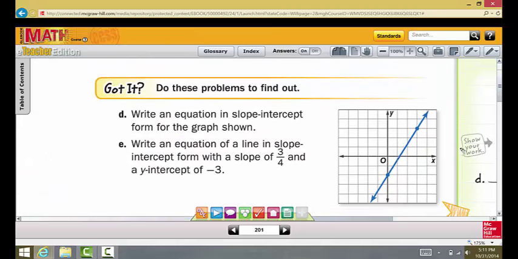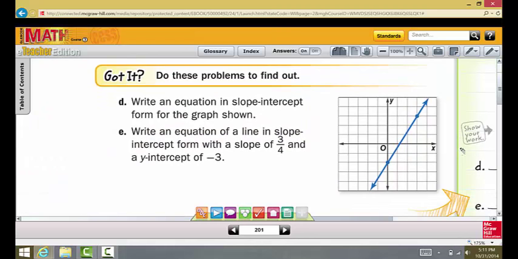Okay, our next problem is letter D, and they want us to write an equation in slope-intercept form for the graph. The first thing we need to do is recognize that this is our y-intercept, which of course is negative 2. The next thing we want to notice is that we start on this line right here and we move up to this point right here. So we can count up, 1, 2, 3, 4, 5. So our rise is 5.